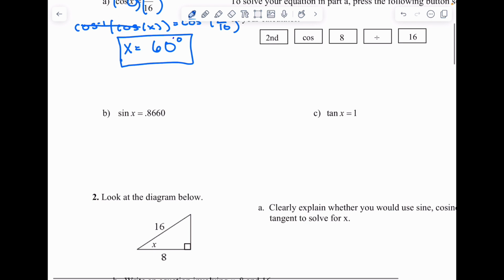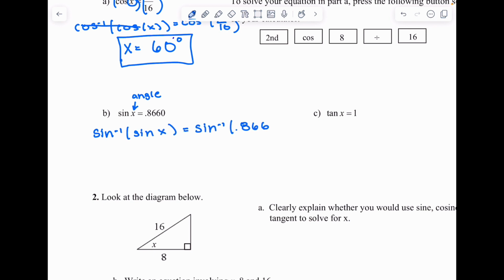In B, I want to know what angle has a sine of 0.8660. So in order to cancel out sine, I have to use inverse sine, because inverse sine cancels out sine, leaving me with just x. So in your calculator, you would type in second sine, 0.8660, and you should also get 60 degrees. This means that the sine of 60 degrees is 0.8660.